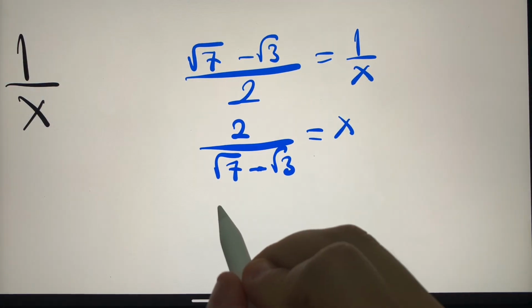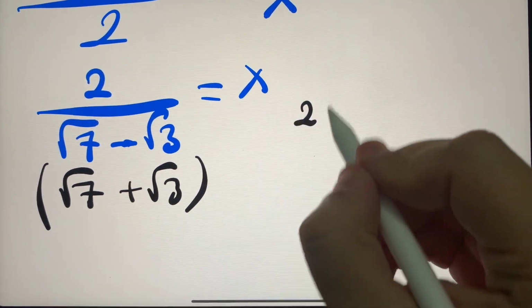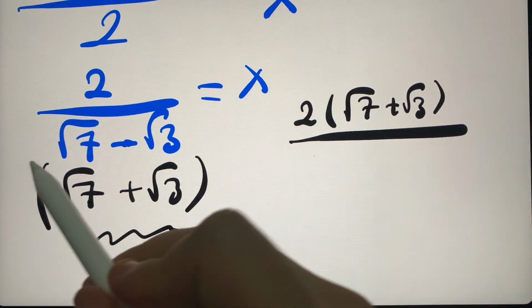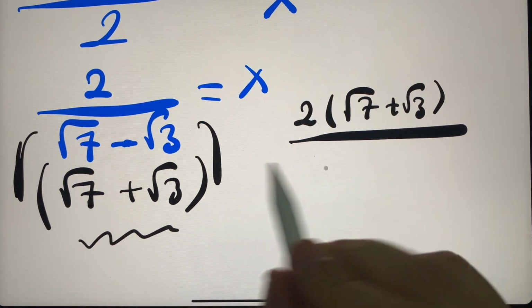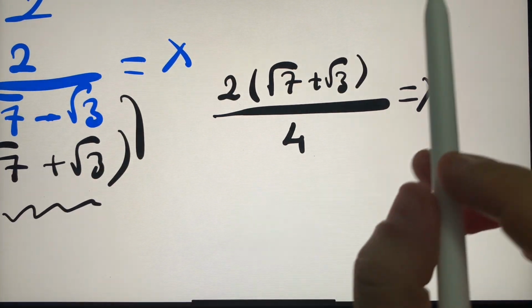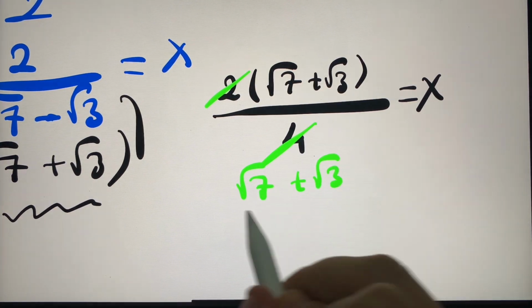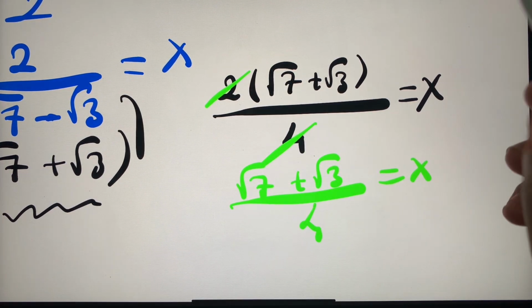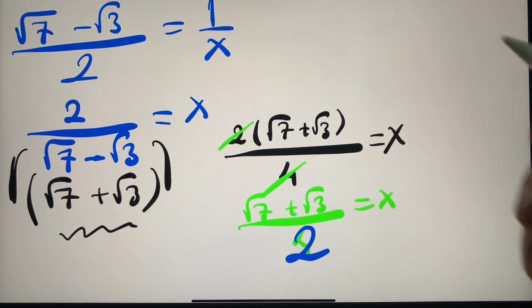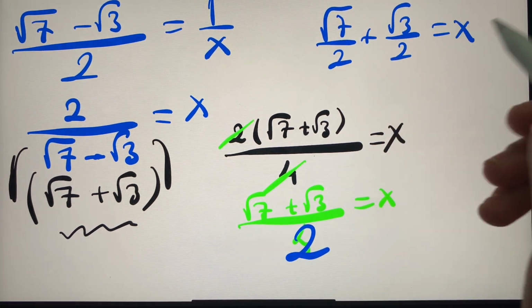Again the same way, I multiply by its conjugate, root 7 plus root 3. When we multiply 2 times (root 7 plus root 3), the expression below will again be the difference of squares: 7 minus 3 is 4. If we do the simplification, 2 over 4 is x. What comes is root 7 plus root 3 divided by 2 equals x. Of course, we can take it a little more, guys: root 7 divided by 2 plus root 3 divided by 2. The value we call x came out.